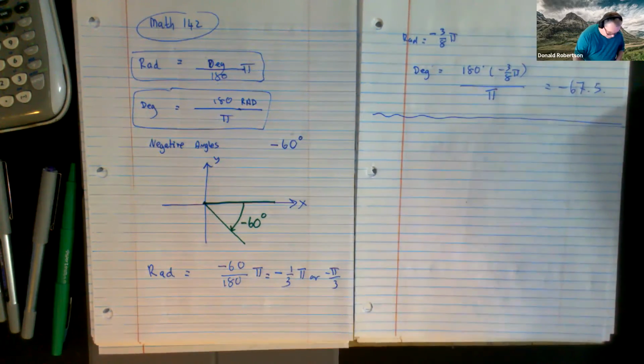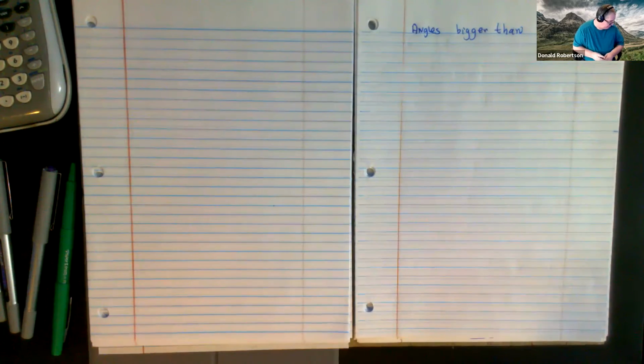This is good. So that was negative angles. Now I want to look at angles bigger than 360 degrees, or in radians, angles that are bigger than 2 pi. Well, let's see what that might look like.